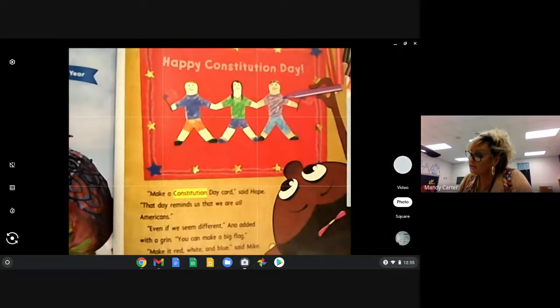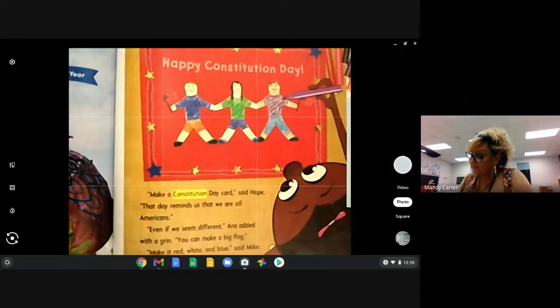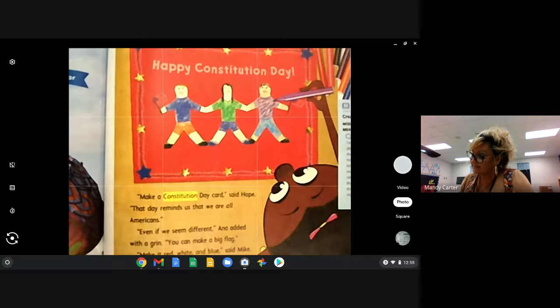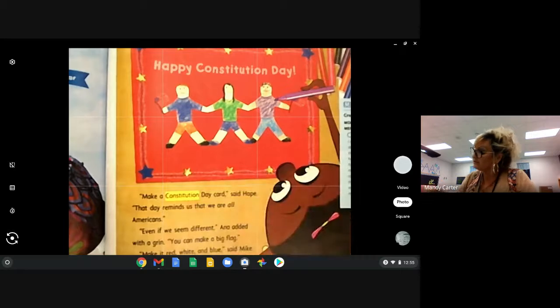Make a Constitution Day card, said Hope. That day reminds us that we are all Americans, even if we seem different. Anna added with a grin, you can make a big flag. Make it red, white, and blue. There, that shows a happy Constitution Day.